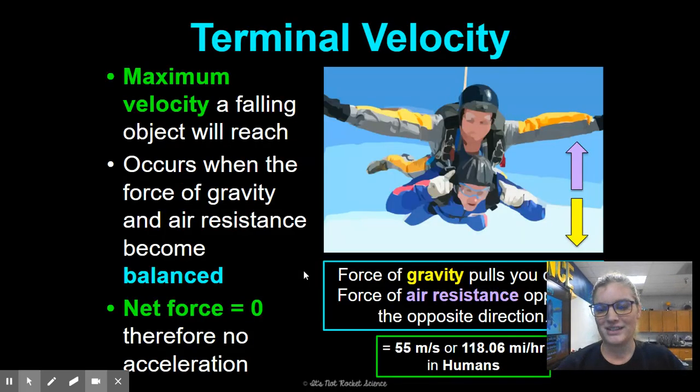Oh, so fun fact, humans can only fall at 118.06 miles per hour. We can't fall any faster because air resistance matches up with our gravity.